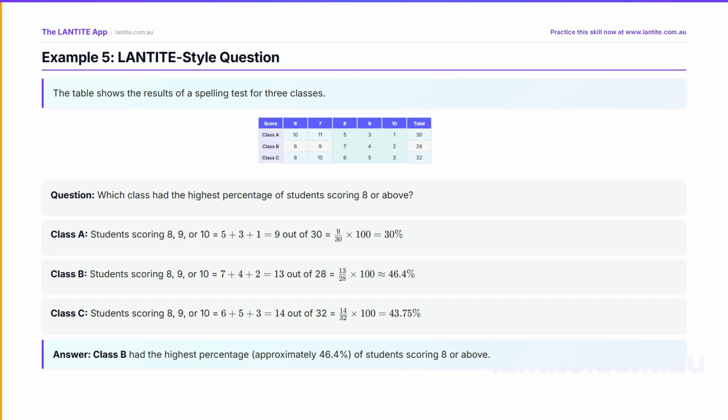Notice how Class C had more students scoring 8 or above in raw numbers, but Class B had a higher percentage because of the different class sizes.